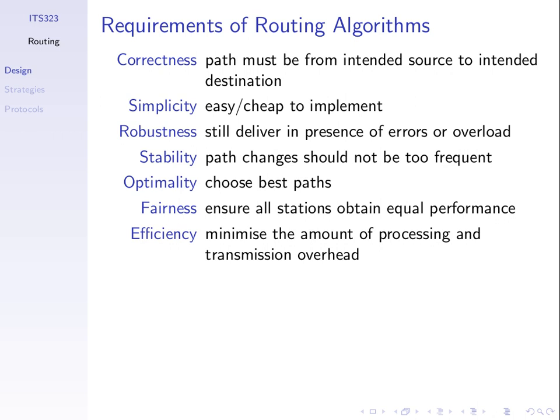Choose optimal paths. Okay, we've said that. Choose the best path. Efficiency. We'll come back to fairness. Efficiency: the process of choosing a path, we'll see, requires exchanging some information across the network.